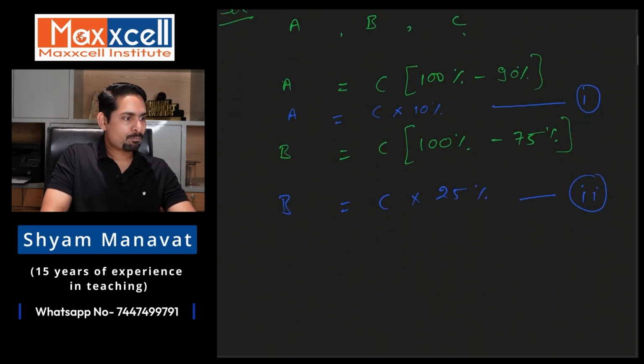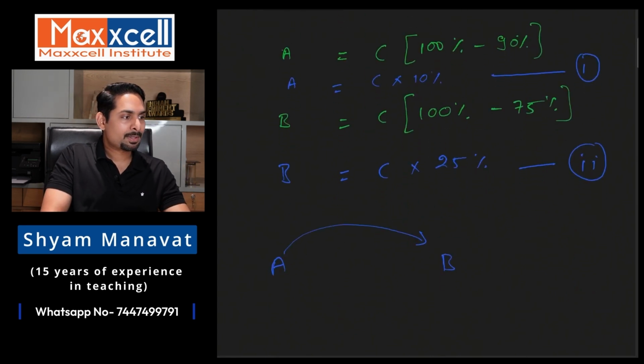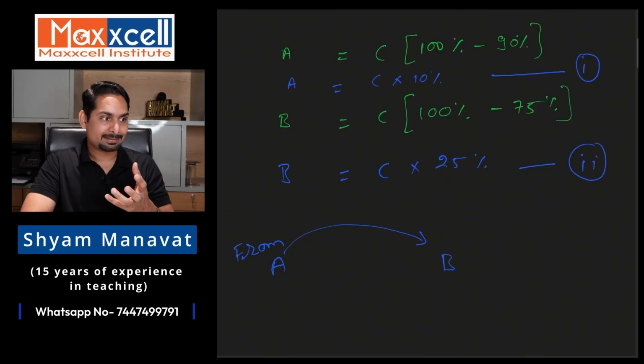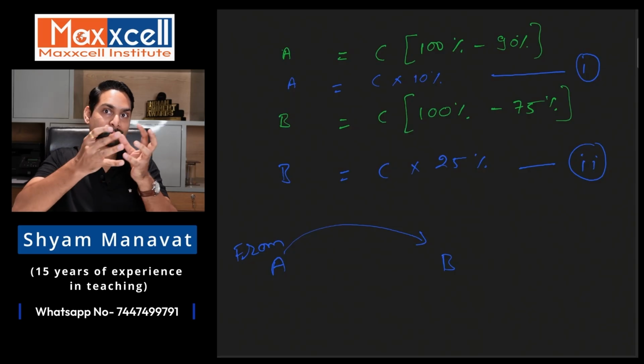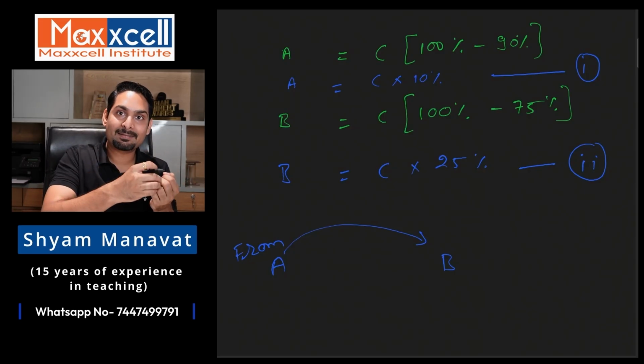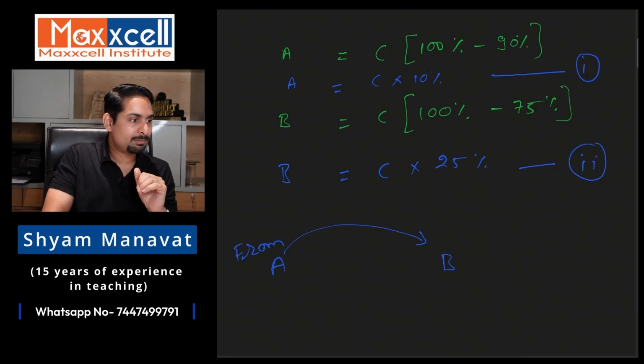That means we need to increase A and get B. By what percent should the first number increase? So that means from A we want B, right? In this case, to get B, you have to start from A. So A becomes the base value. Initial value or base value is one and the same thing. You can call it base value, you can call it initial value.